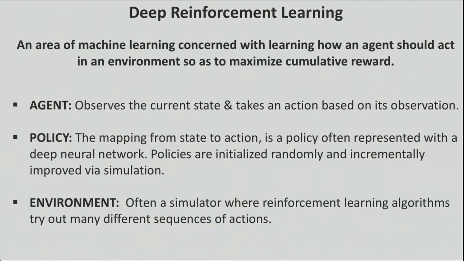So let's start to think about how to translate some of these principles and express them in various styles of artificial neural networks. So if we're thinking about machine learning now, it's an area of machine learning concerned with learning how an agent should act in an environment so as to maximize cumulative reward. We have agents that observe the current state and take an action based on that observation, and the policy is very important. It's going to tell us what the good actions are versus the bad actions. And the environment is often a simulator where we can start to apply these techniques and learn to get better and better over time through a simulator.